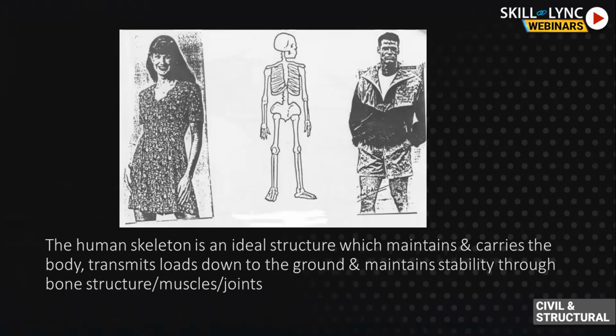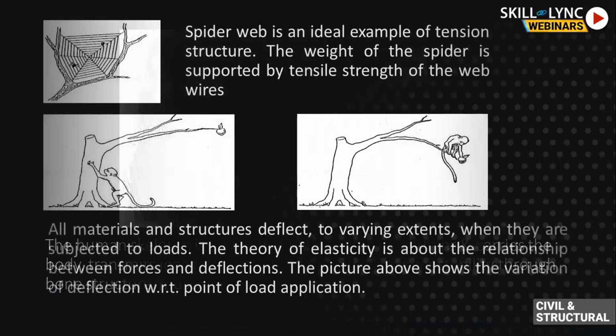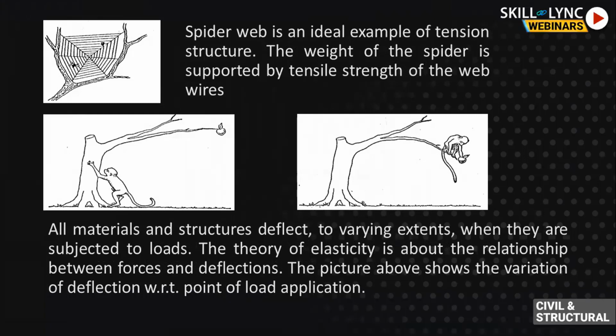Like you see now, the human skeleton is a big example of a structure which maintains loads, carries loads, and transfers the loads to the ground. Now you can see a spider web. A spider web is a special kind of structure. The web designed by the spider is completely a tensile web, where every string of the web is in tension, not in compression.